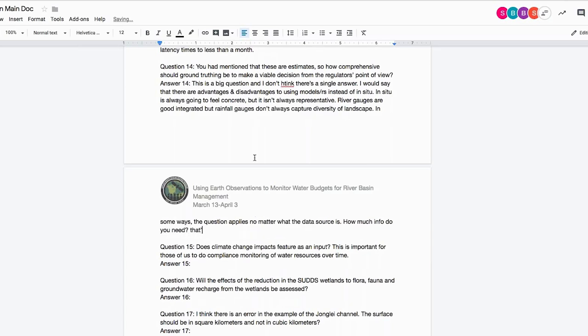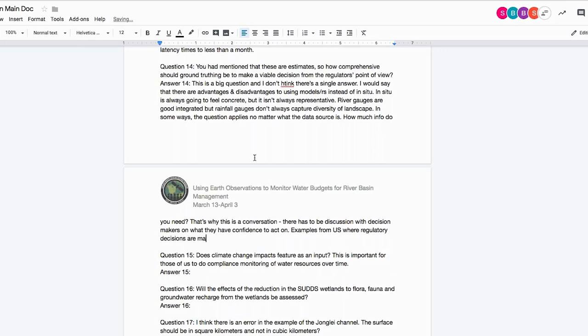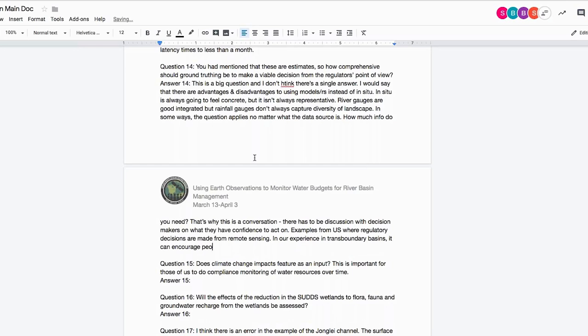I think that there has to be discussion with the decision makers about what they feel they have the confidence to act on. There are certainly examples from the United States, perhaps from elsewhere as well, of places where regulatory decisions are made based on these kinds of satellite observations. I also think that in our experience in transboundary basins, they've been helpful in encouraging various parties to look at the resource problem through the same lens, even accounting for the uncertainty. And so there's, I think, good value in them already.